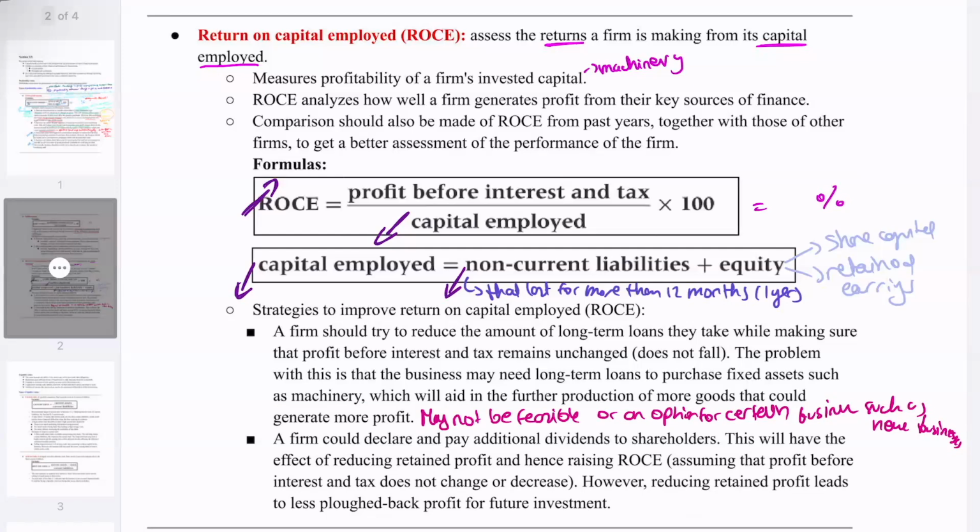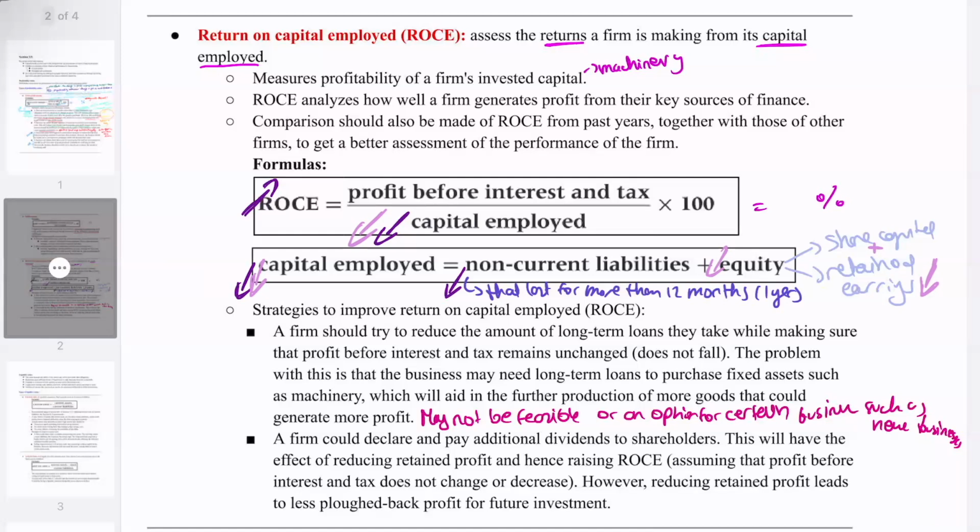The second way is that a firm could declare and pay additional dividends to shareholders. So basically, when they pay dividends to the shareholders, they end up decreasing retained earnings. Equity is equal to share capital plus retained earnings, right? Once retained earnings decrease, so will equity, and so will capital employed. Capital employed will decrease, hence our ROCE will increase, right? So the first option is decreasing non-current liabilities. The second option is decreasing equity.